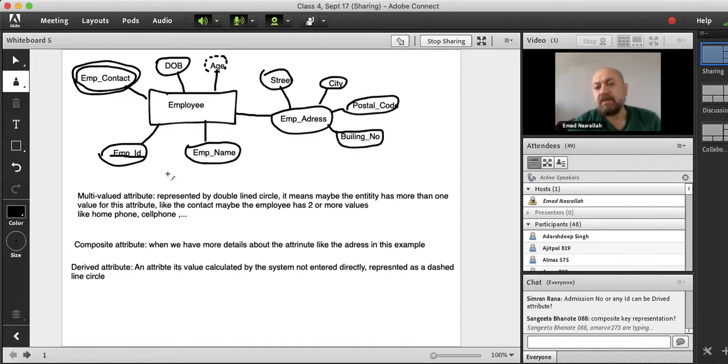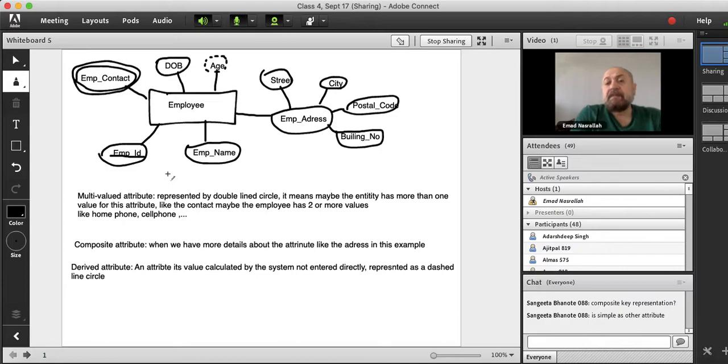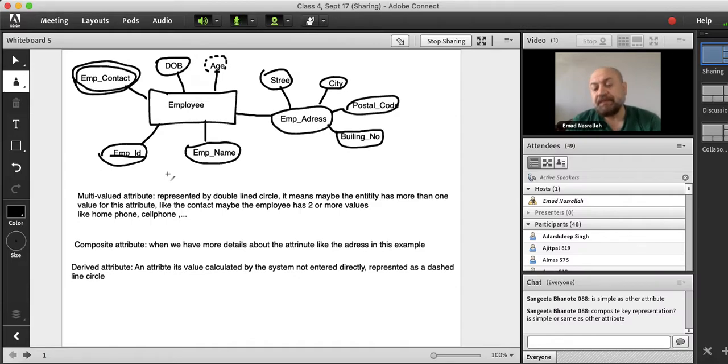Admission number or any ID can be a derived attribute, yes. Sometimes, for example, the student ID. When you are a student, the system generates your ID number or your student number, so it could be derived. Yes, composite key representation is simple as other. Yes, it is.